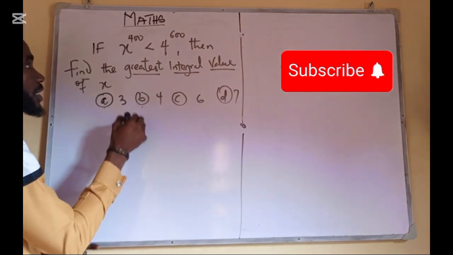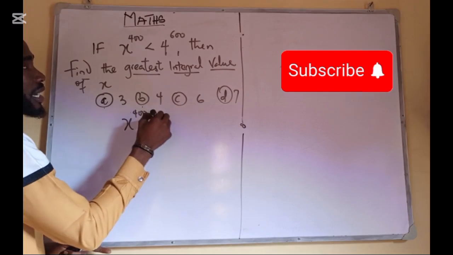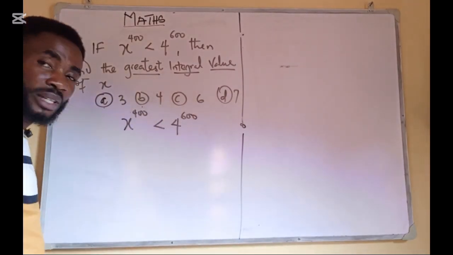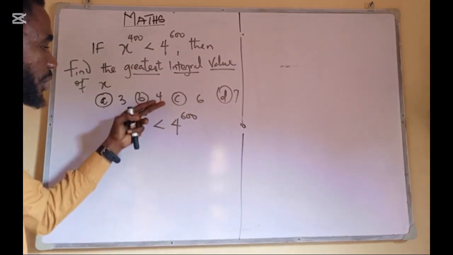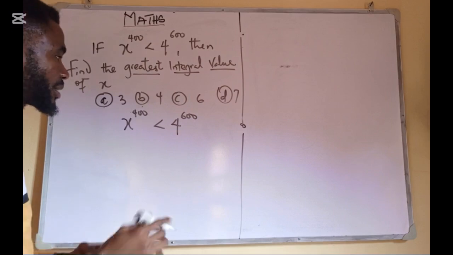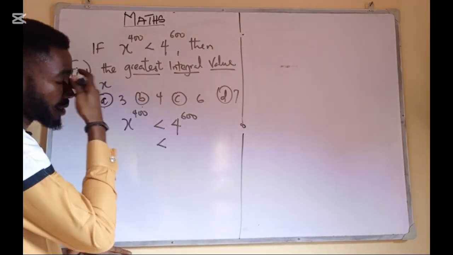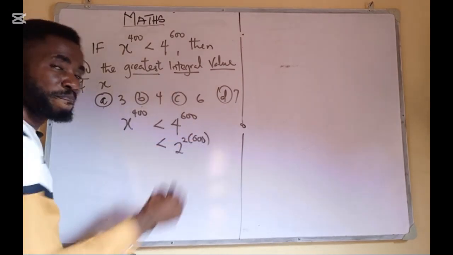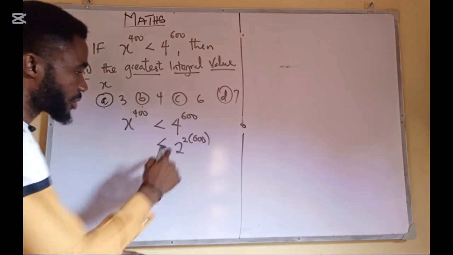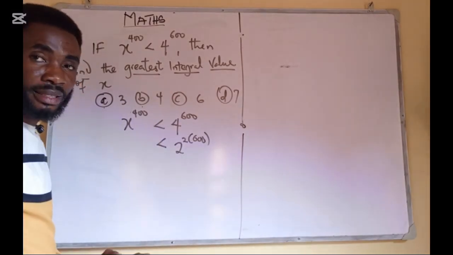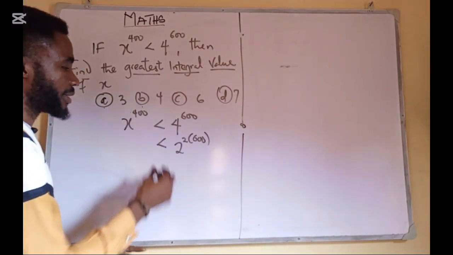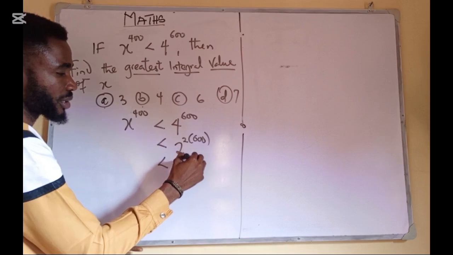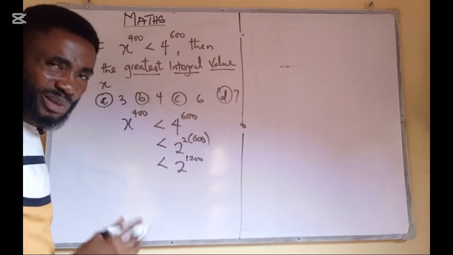So we have x raised to the power of 400 is less than 4 raised to the power of 600. Are we together now? Good. So let me solve from the right hand side first. Let's see how it goes. So this can be written as 2 raised to the power of 2, then 600. Are we together, guys? Yes, because 2 power 2 is 4. So I can have this as 2 raised to the power of 2 times 600, which is 1200. Are we together, guys?